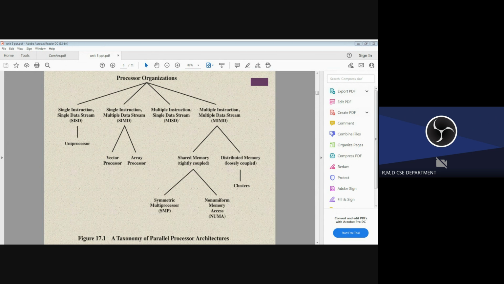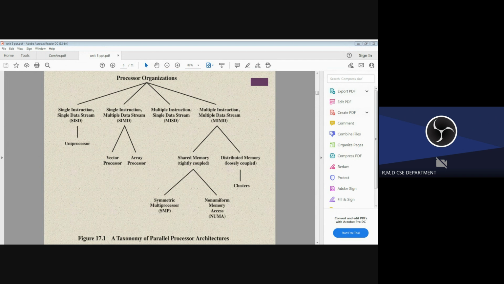SISD means single instruction and single data stream. SIMD means single instruction, multiple data stream. MISD means multiple instruction, single data stream. And MIMD means multiple instruction and multiple data stream.